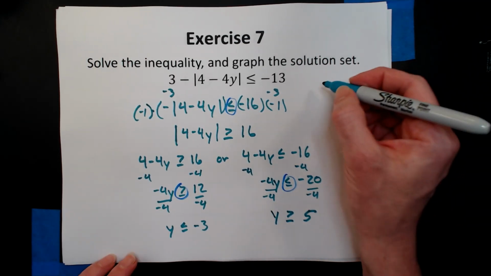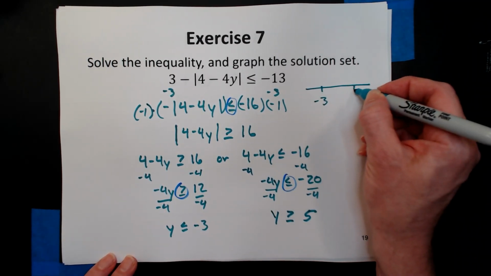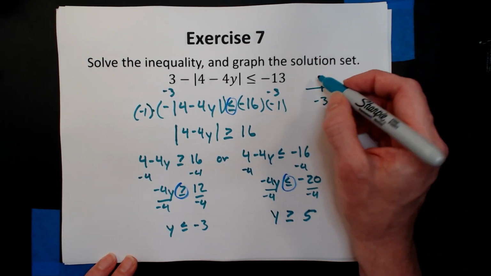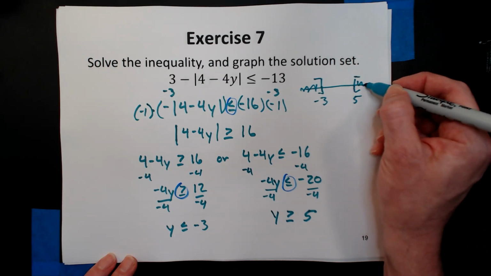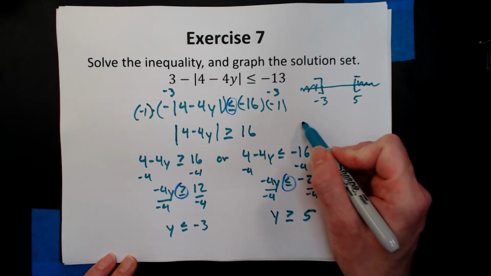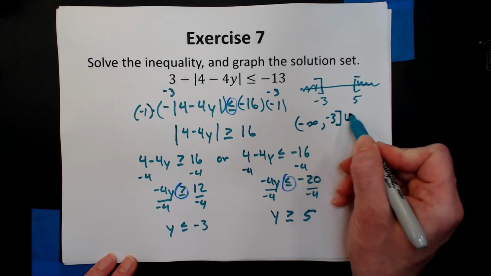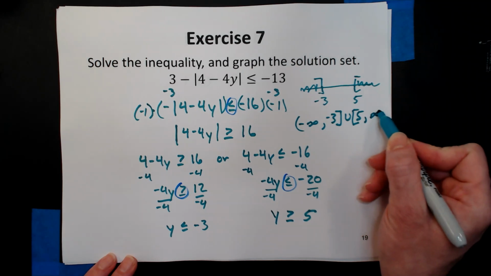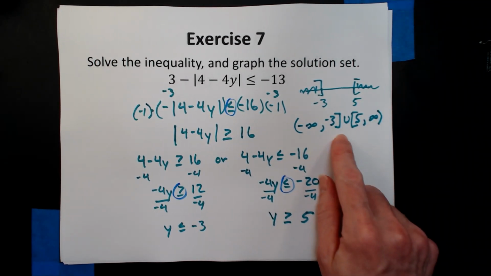And so I graph this solution on a number line first and say this is negative 3 all the way to 5 here. I want all the numbers less than negative 3, and I'm going to include that negative 3. I want all the numbers greater than 5, and I'm going to include that 5. And so now I'm going to have negative infinity all the way up to negative 3, including that, union bracket 5 all the way up to positive infinity. I'm going to give a parenthesis for that positive infinity. And this is my solution right here.